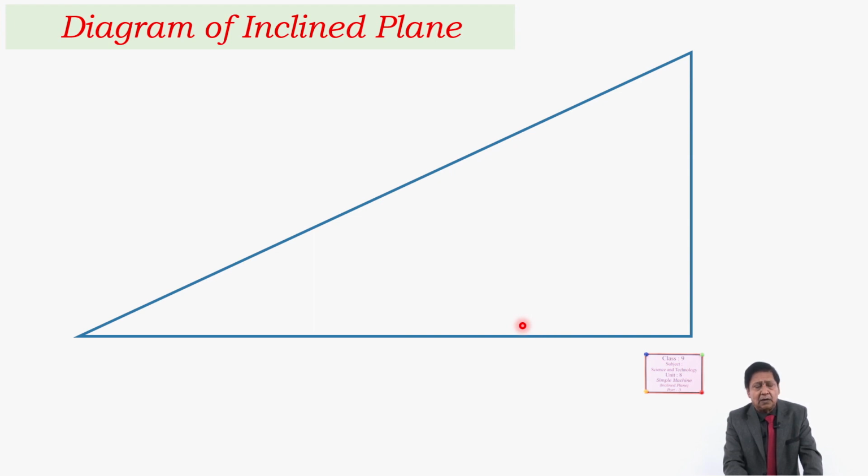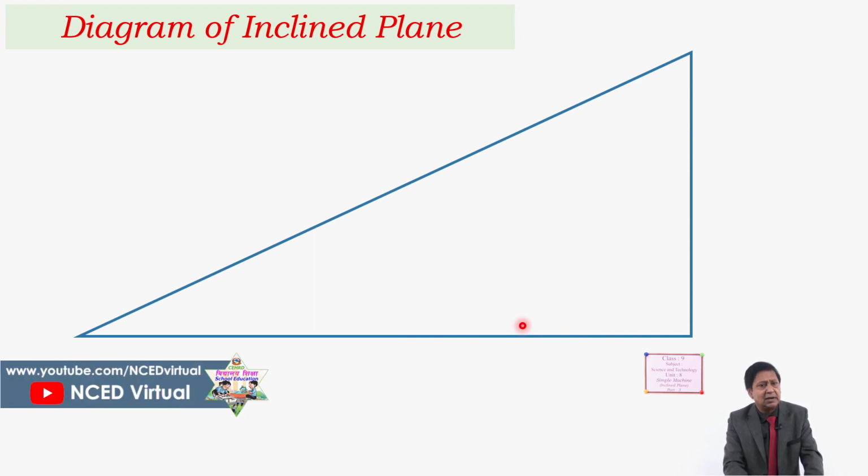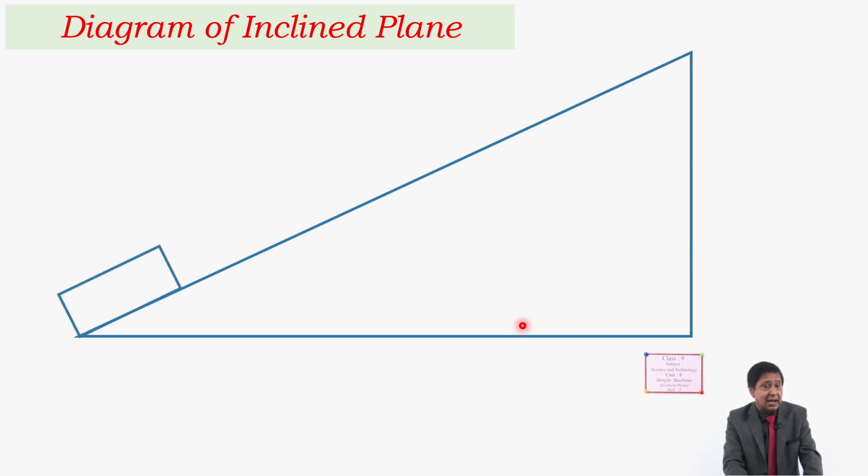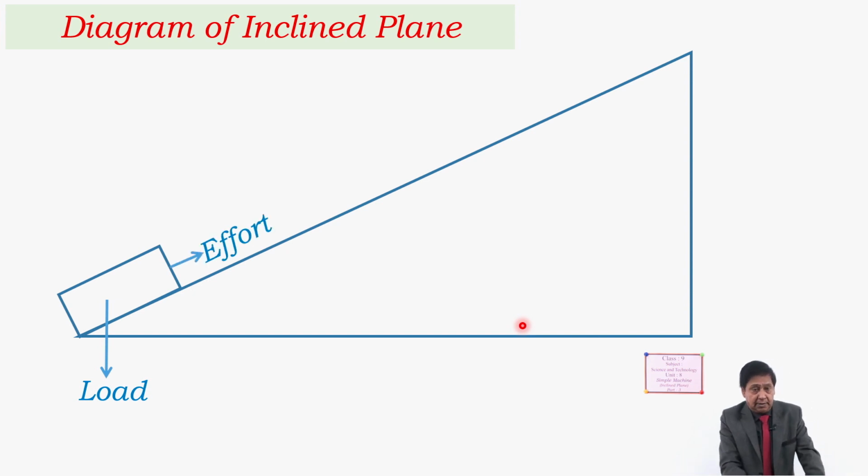If you are told to draw a diagram of an inclined plane, how do you draw it? Look at this. It looks like a right angle triangle, and the inclined plane is used to pull a load on its surface. This is the load, and the direction of the load is towards the center of the earth, because load is the weight. Weight means the pulling force of the earth acting on a body, and this weight is taken as load in a simple machine. We usually say load.